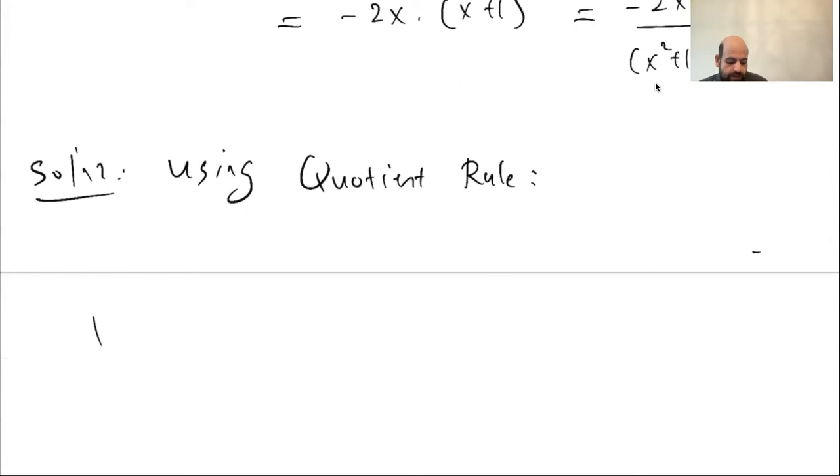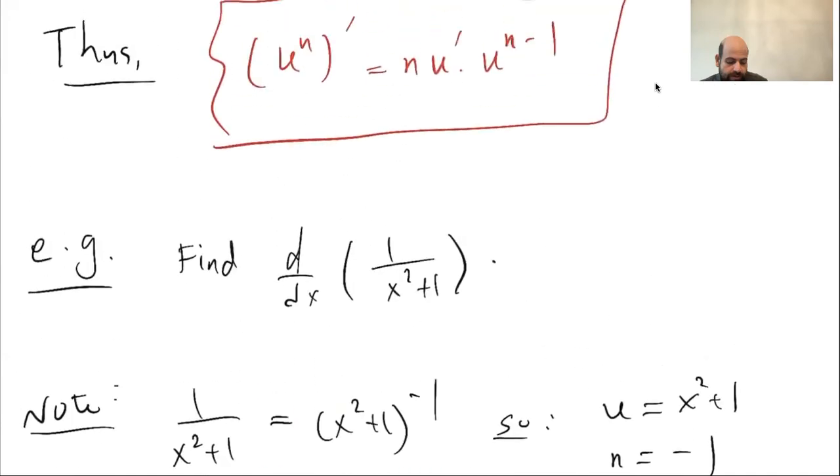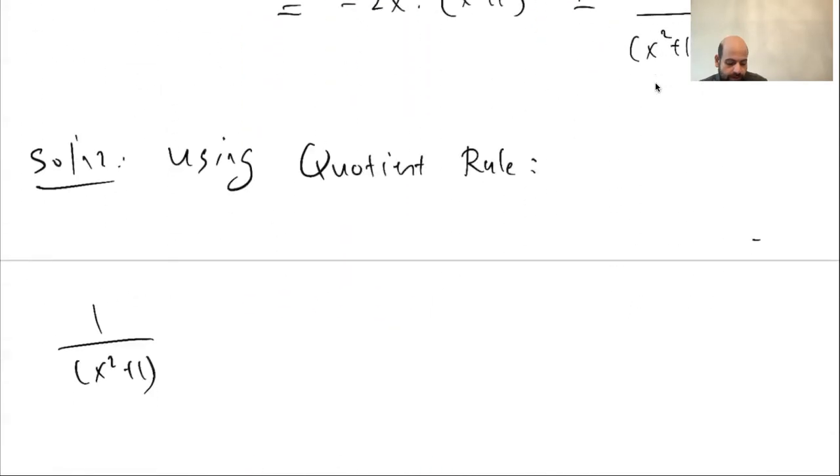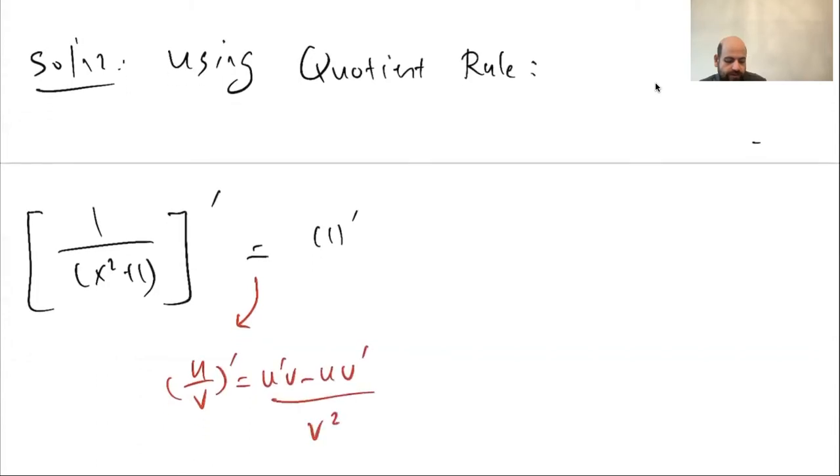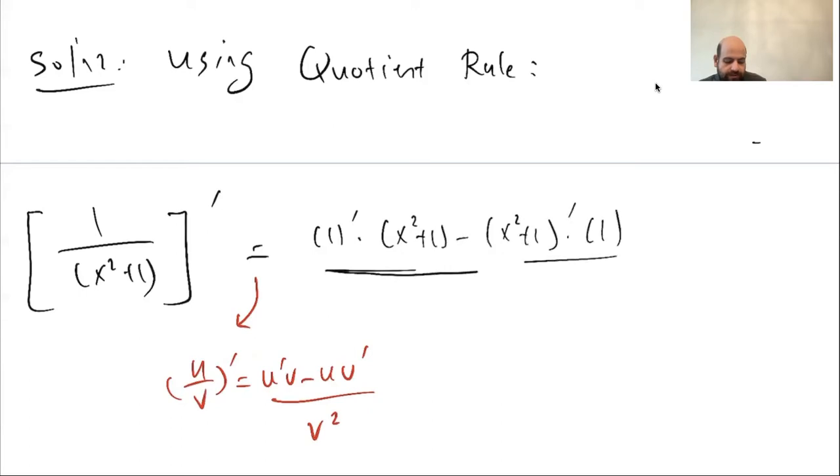So the derivative of 1 over x squared plus 1 is equal to u prime v. Remember the formula for the derivative of u over v? It is u prime v minus u v prime, divided by v squared. So the derivative of 1 times x squared plus 1, minus the derivative of x squared plus 1 times 1, divided by x squared plus 1 to power 2.